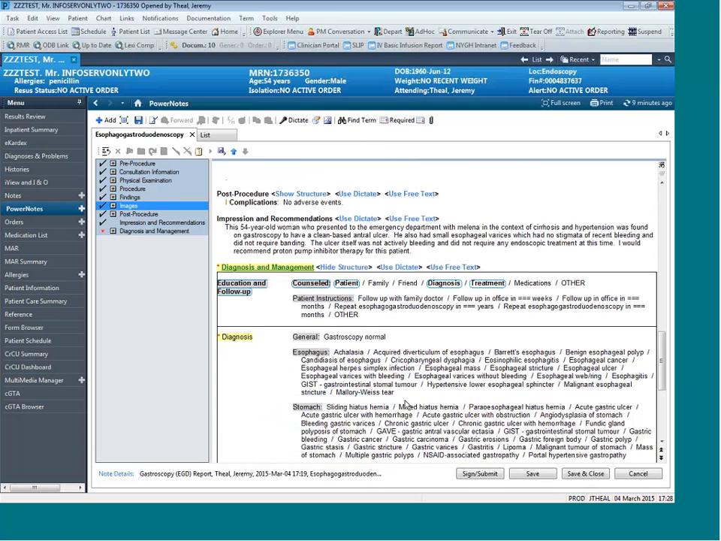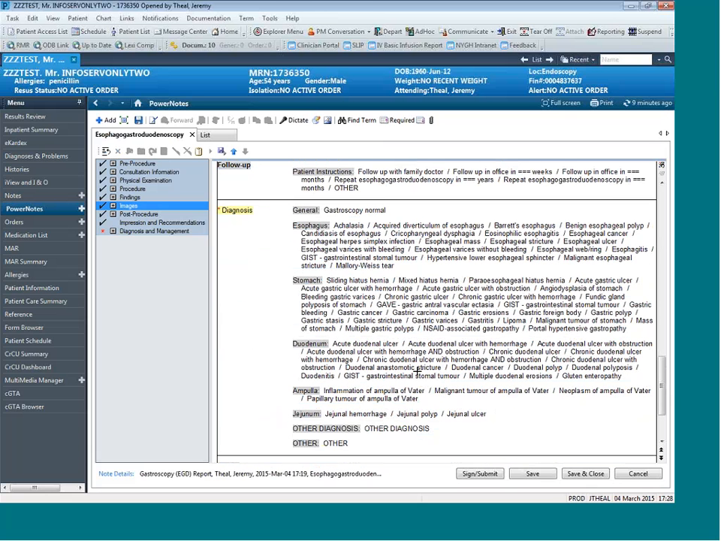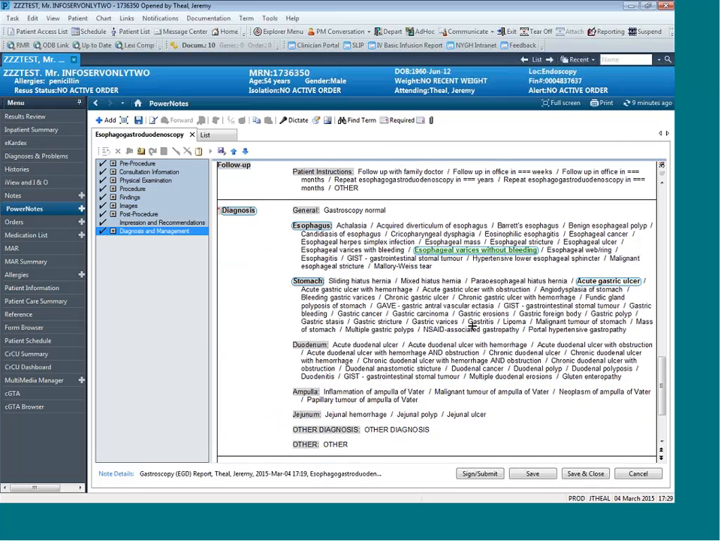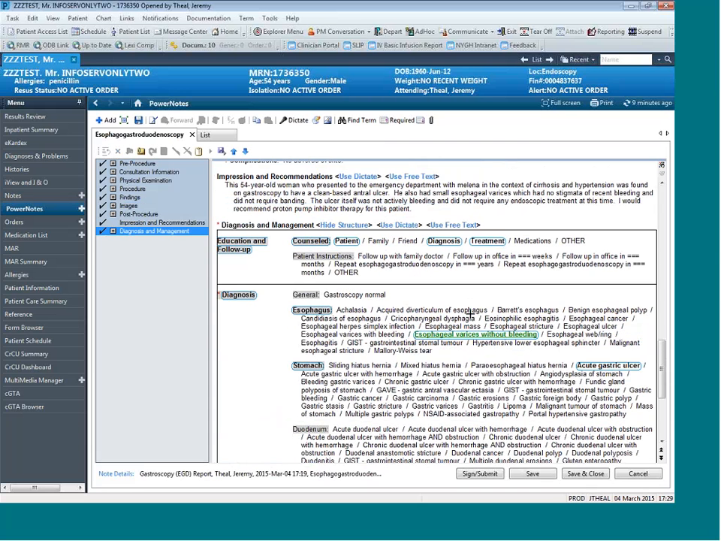And finally, I'm going to add my diagnoses. Similar to the colonoscopy note, this section of the note allows me to use structured SNOMED CT-based diagnoses, which will then be populated onto the patient's chart. In this case, I found esophageal varices, and I also found a gastric ulcer. So I'm going to put an acute gastric ulcer and esophageal varices without bleeding. So those are my two diagnoses.